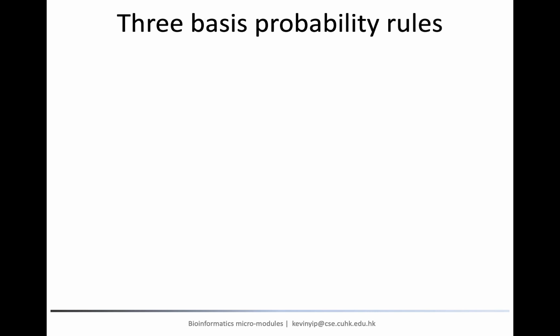To study the three problems, we need to have some basic knowledge in probability. In fact, we do not need anything difficult, but just three basic rules. The first rule is that the joint probability of two variables x and y can be computed by multiplying the unconditional probability of x and the conditional probability of y given x.